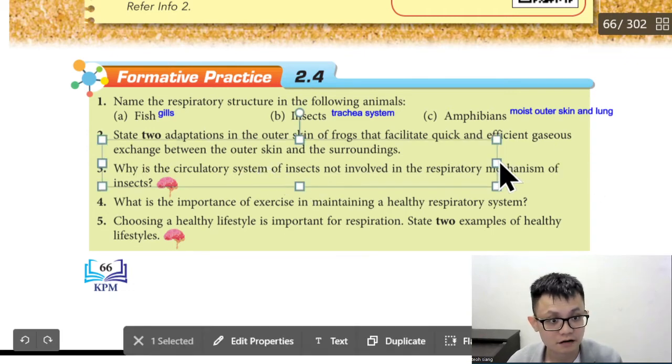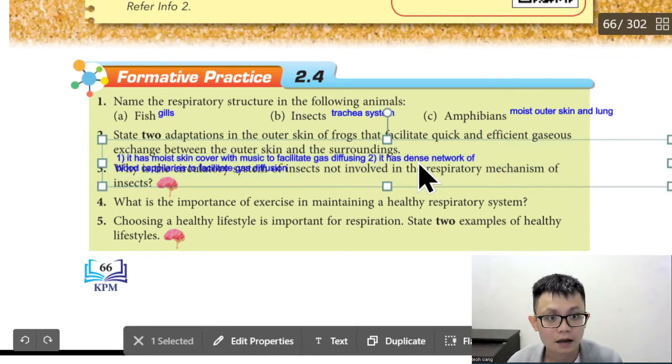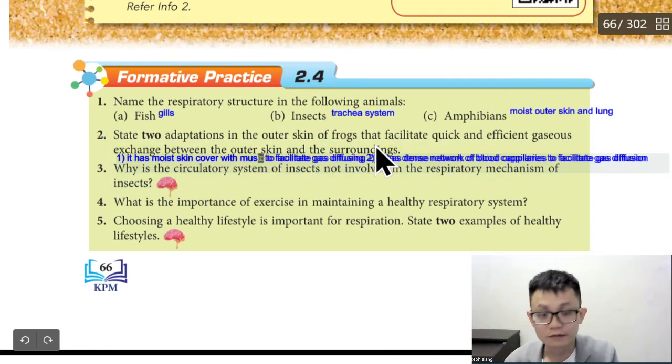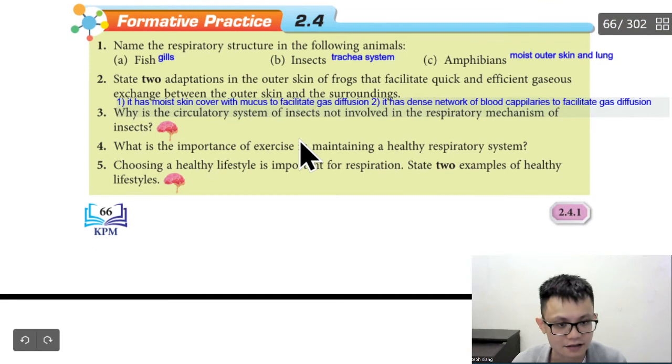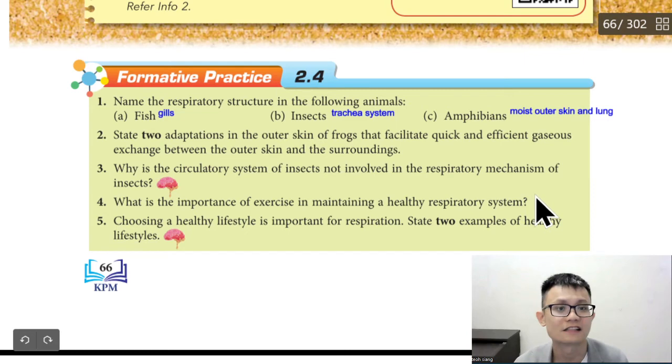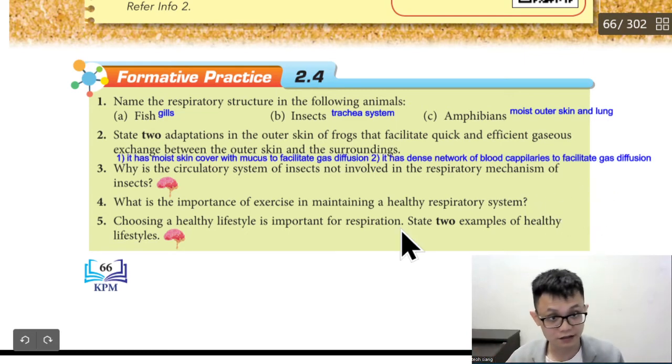Let's make it a bit longer. It has moist skin covered with mucus to facilitate gas diffusion. But of course, if you write diffusing also, I think your teacher will give it correct. But this is science, not English class. It has a dense network. Dense means a lot. Of capillary to facilitate gas diffusion. So similar, or facilitate gas exchange, up to you which word you want to use.